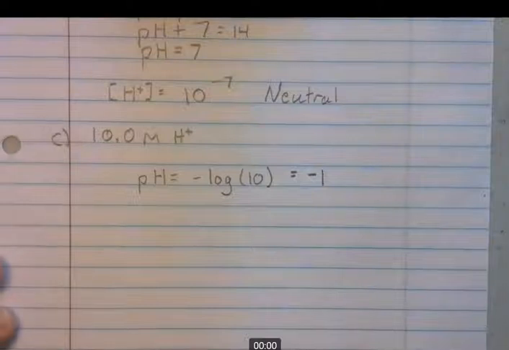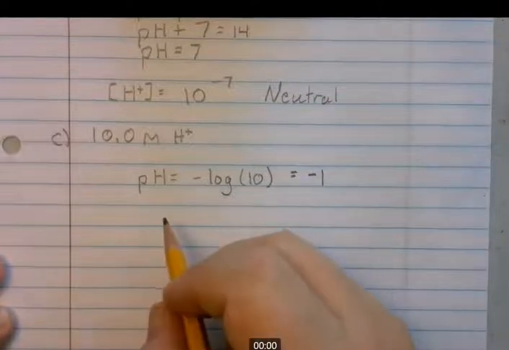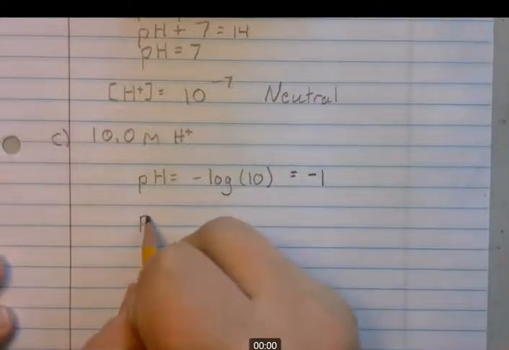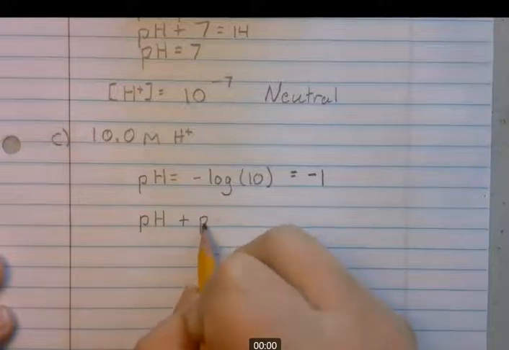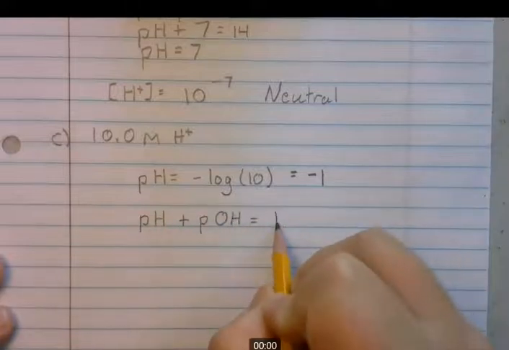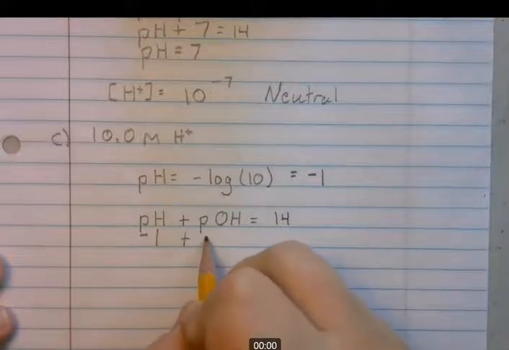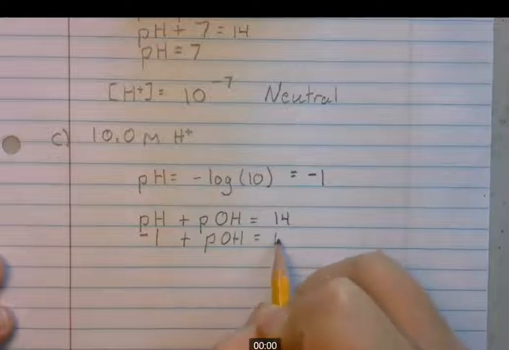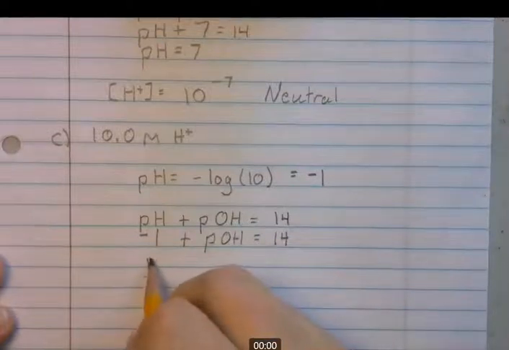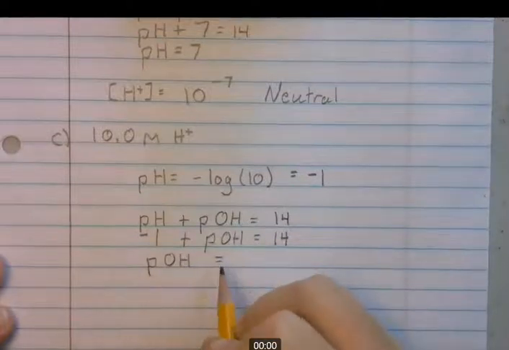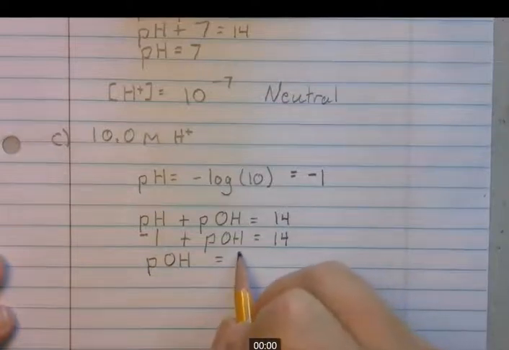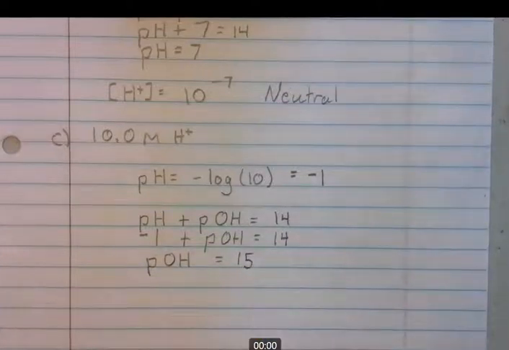So let's see what the pOH would be. So we know that pH plus pOH equals 14, and we got pH at negative 1. Therefore, pOH must equal 15. All right. So what would be the concentration? That's really what they're asking us for here.